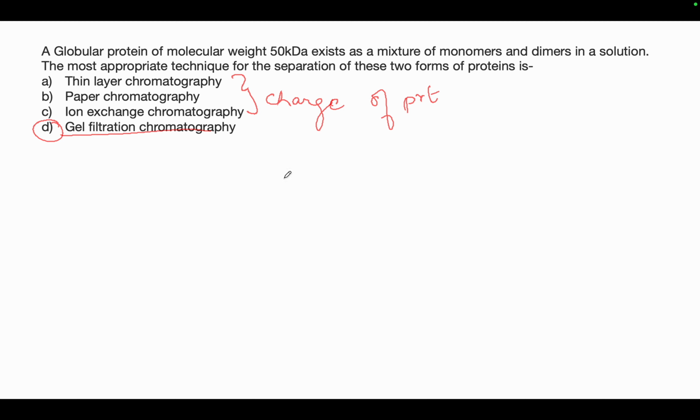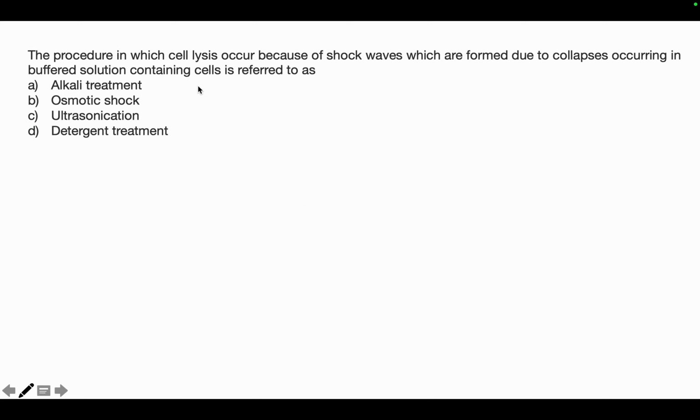Again, it's a mixture of monomers and a dimer, so obviously the size is different. One is 50 kilodalton and the other is 100 kilodalton. So the 100 kilodalton protein will get eluted first and the smaller protein will get eluted last. Okay, so gel filtration is the best to separate the two forms of protein.